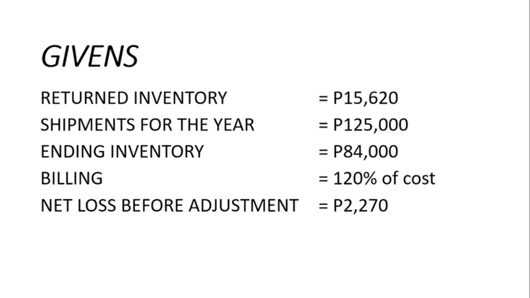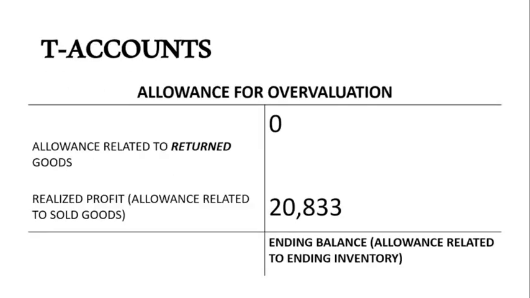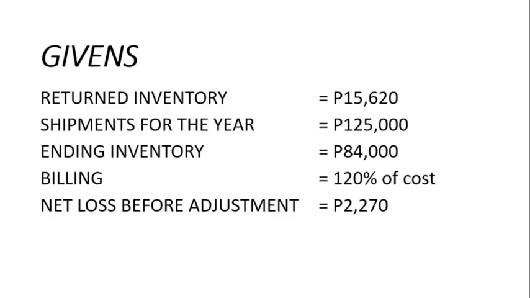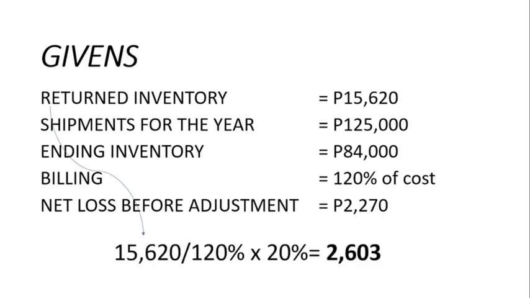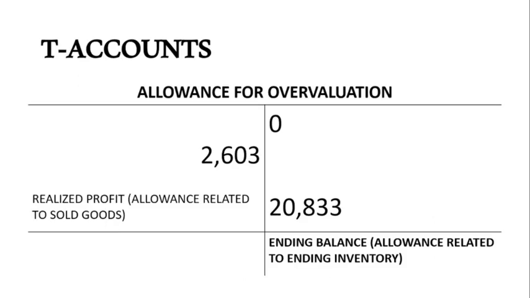Our next one would be the allowance related to the returned goods. I suppose that there is a 15,620 return goods for the year. So 15,620 divided by 120% times 20%, and so we have 2,603. And so we post the 2,603 to the allowance that is related to the return goods.